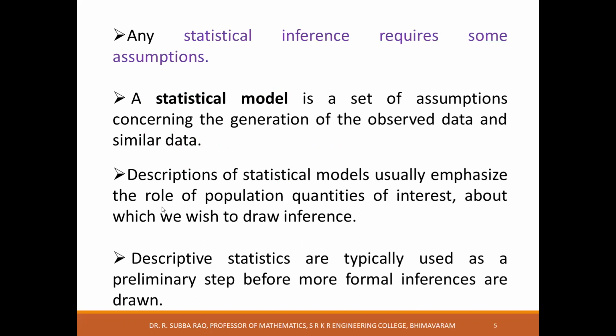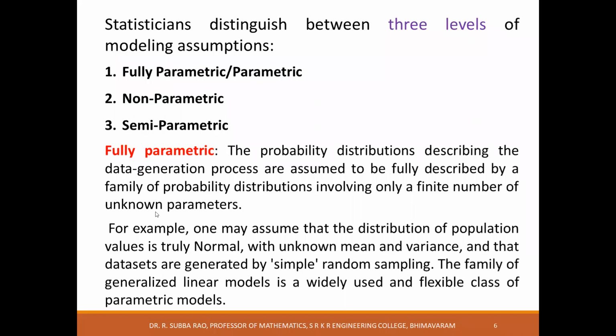Those assumptions are regarding the statistical model, a set of assumptions concerning the generation of the observed data and similar data. Observed data differs from the similar data. Descriptions of statistical models and descriptive statistics are typically used as a preliminary step before more formal inferences are drawn. And the statistician distinguishes between 3 levels of modeling assumptions.